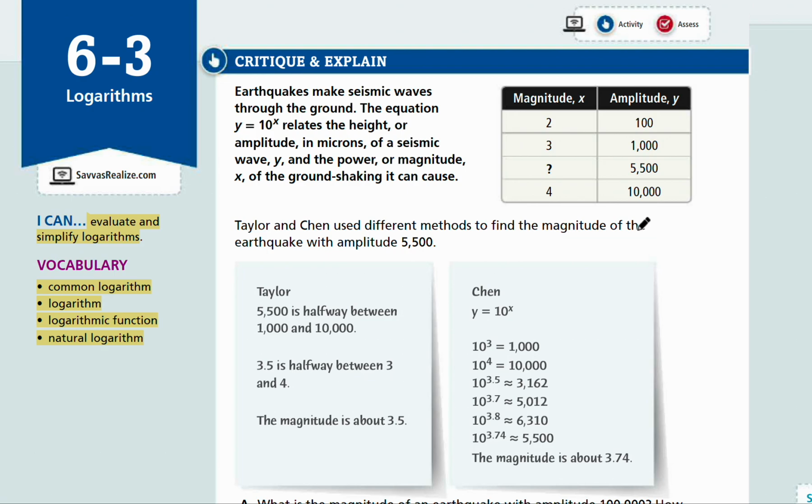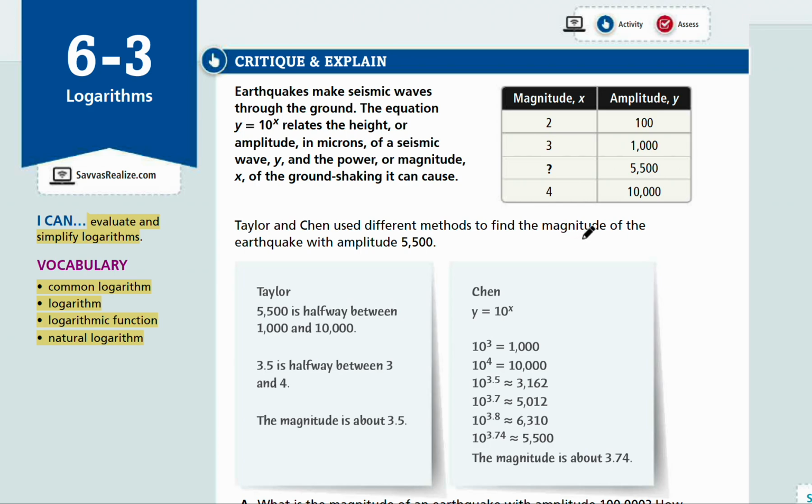Taylor and Chun used different methods to find the magnitude of the earthquake with amplitude 5,500. Taylor says 5,500 is halfway between 1,000 and 10,000. 3.5 is halfway between 3 and 4. So the magnitude is about 3.5. So he estimated it. Chun says y is equal to 10 to the power of x. 10 to the power of 3 is 1,000. 10 to the power of 4 is 10,000. And that means 10 to the power of 3.5 is about 3,162.